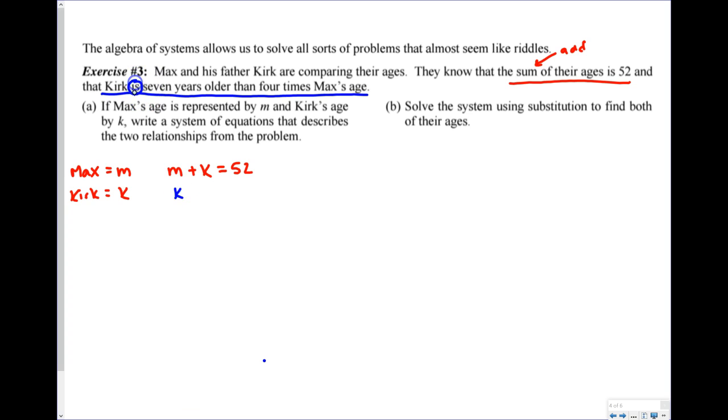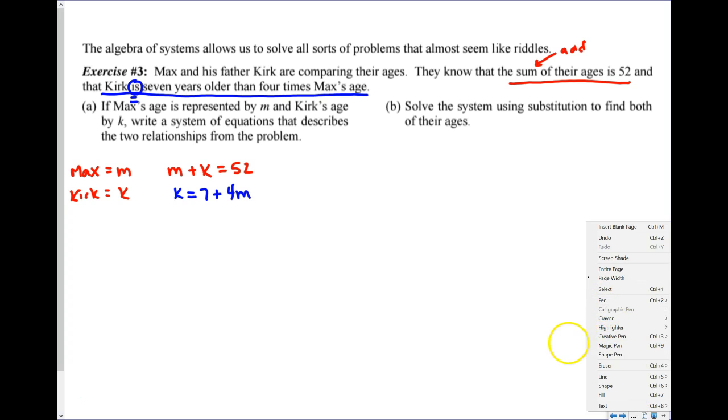This word is an equal sign, so I have "is." 7 years older is 7 plus, than 4 times Max's age, so 4 times M. Now I have my two equations, and now I can answer part B. Part B now says solve the system using substitution to find both of their ages.